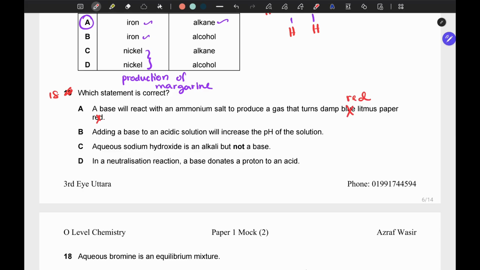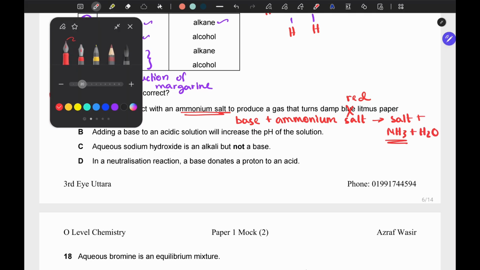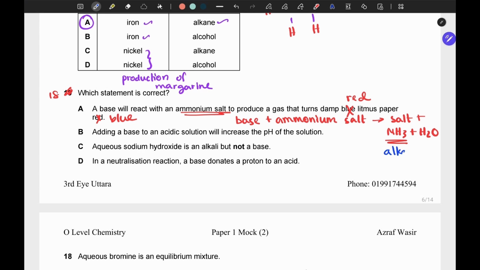It should have been damp red litmus paper blue, because when a base reacts with an ammonium salt, the products are, if you write it, base plus ammonium salt, the products are a new salt plus ammonia, NH3, plus water. Now, ammonia is an alkaline gas. And since it's an alkaline gas, it will definitely turn our litmus paper blue from red.